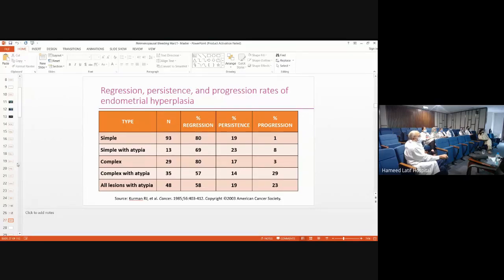Simple with atypia, उसमें भी ज्यादा है simple with atypia. So atypia is something to be looked for and then dealt with. So these are, remember that there are simple, complex and atypical.